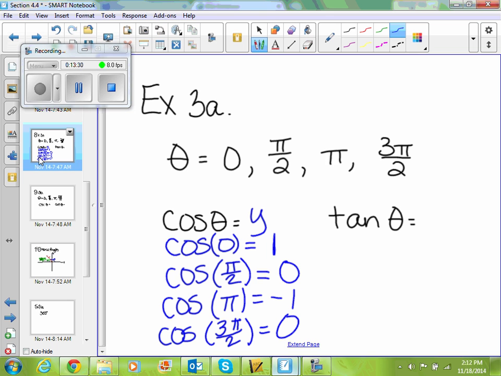I know that tangent is equal to y over x. Wait, cosine equals y? I think so, doesn't it? Oh no, you're right, cosine is x. Sorry, I get those mixed up all the time. It goes cosine, sine, and I think it should go sine, cosine, because that makes more sense.